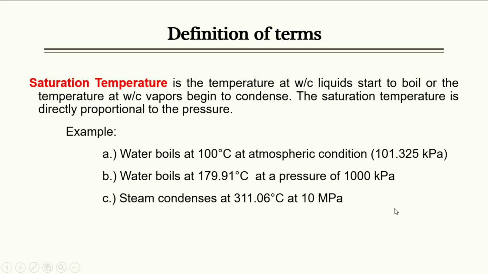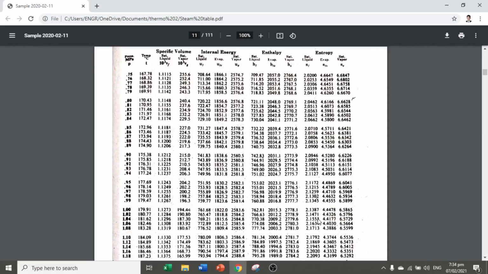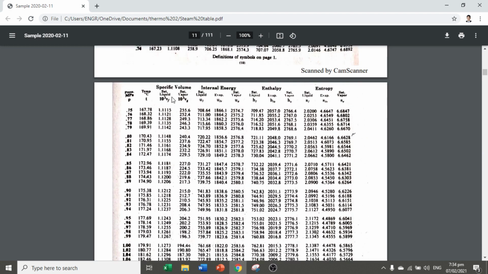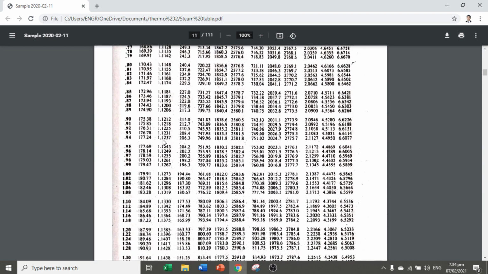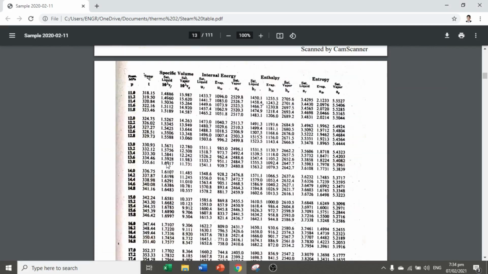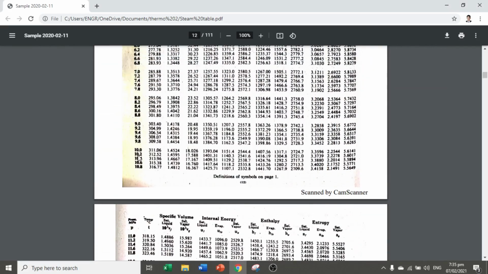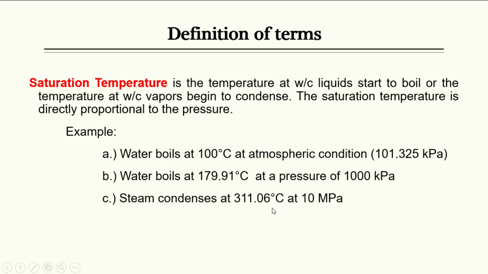Next, steam condenses at 311.06 degrees Celsius at 10 megapascal. So, alin yung eksakto dyan? Yung pressure. So, sa table 2 tayo titingin. So, pressure. Ilan? 10 megapascal. So, ito 10 megapascal, 311.06 degrees Celsius. So, kapag sinabing saturated, ang tatandaan nyo lang dyan, the temperature is directly proportional to the pressure. Next.